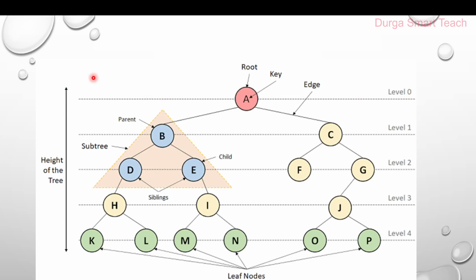I will discuss this topic clearly in the coming videos. B is a parent node of D and E. We can say D, E are siblings, E is a child of B and B becomes the parent. This is known as left subtree and this is known as right subtree. The nodes which do not contain any child nodes are known as leaf nodes.